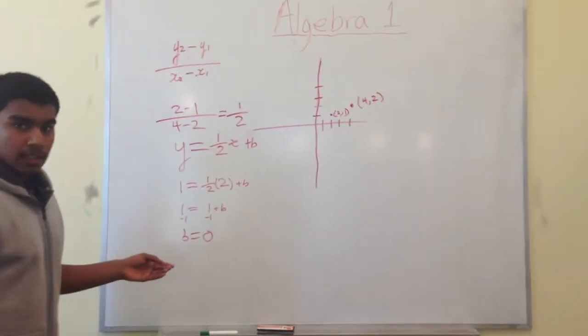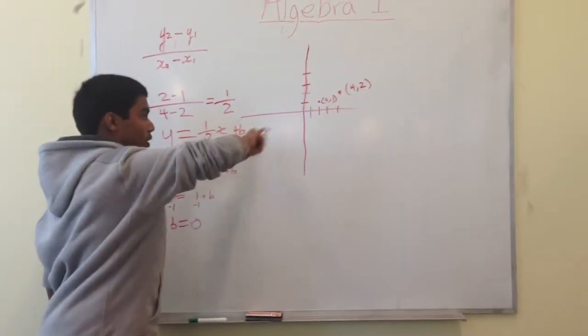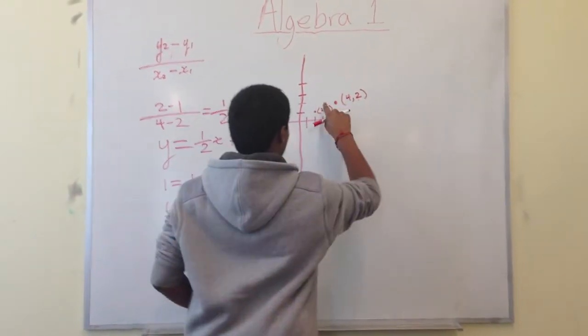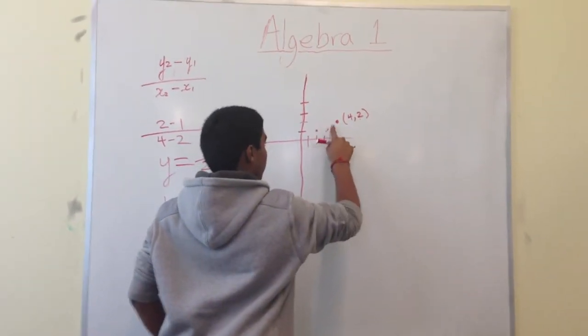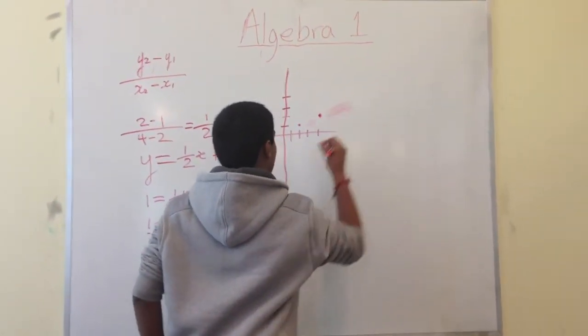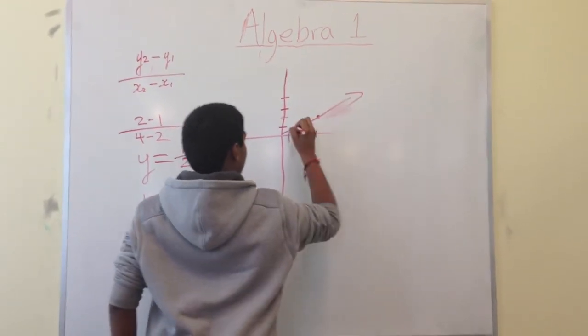So in this case, the b value is equal to 0, which means that this line would go through the origin. And this line would look like something like this.